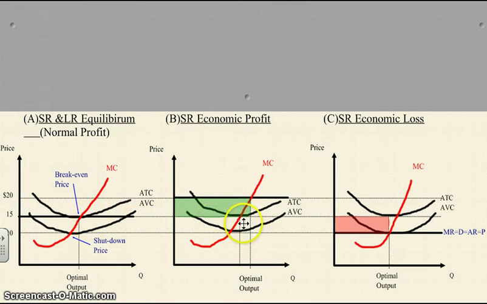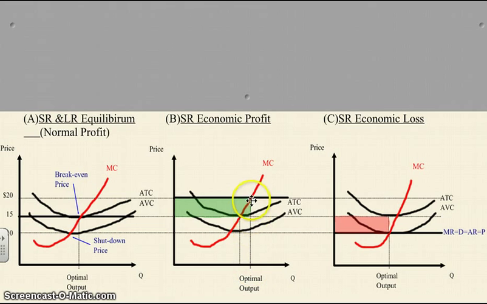Graph B shows this firm under a different situation. Notice I've tried to keep the cost curves exactly the same. All I've done is change where the market price for the firm comes in as a horizontal line. And in this case, because that price is higher, it's above some of the points here where marginal revenue and marginal cost are equal, which is our optimal output.